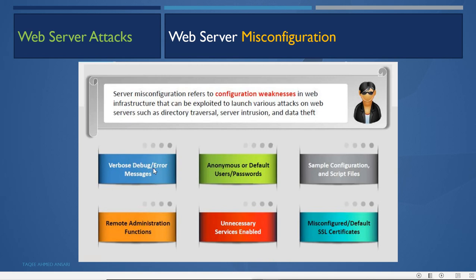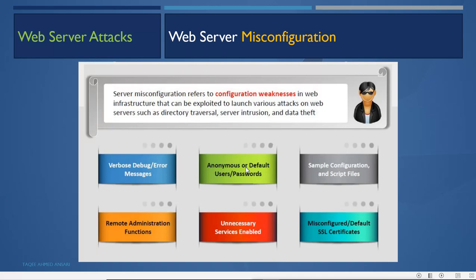That means if an attacker tries to do something on the server and gets an error, it gets a verbose error. Verbose means it will get a detailed error. In the detailed error, it can get information about the server. It can reveal lots of information which it should not normally reveal.